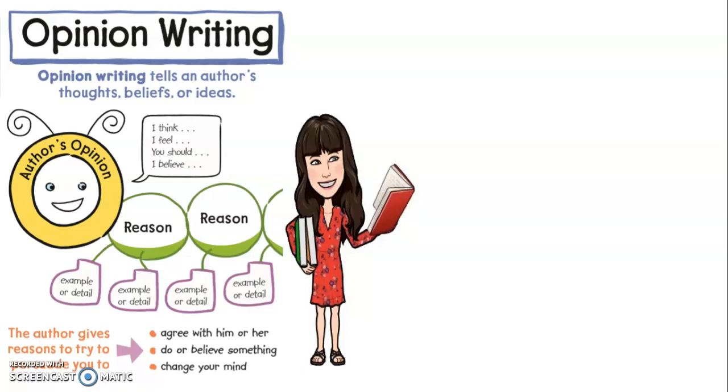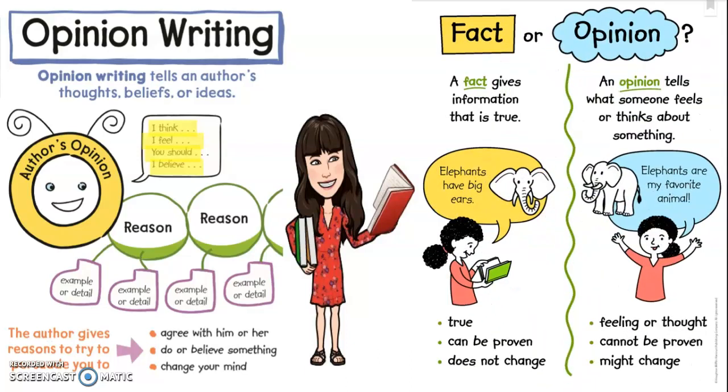Remember that when authors write opinion writing, they use specific words in order to persuade, such as I think, I feel, you should, or I believe. So these are all keywords that we must look for in writing to recognize when an author is trying to persuade us to believe in something. We also learned that opinion writing may include facts and opinions.